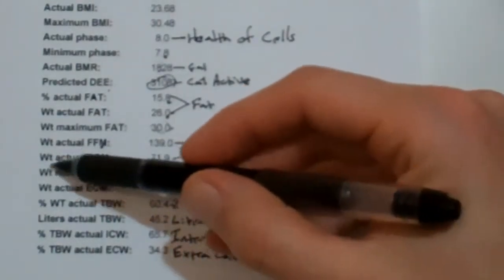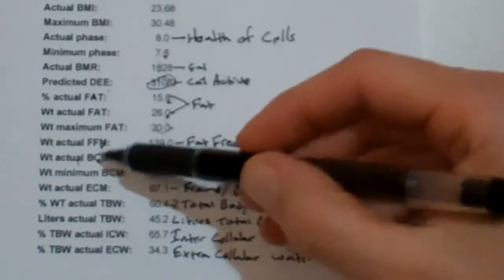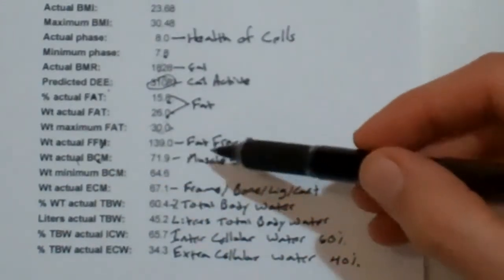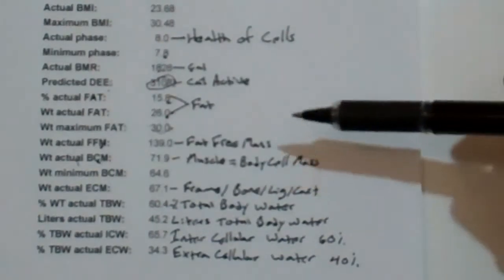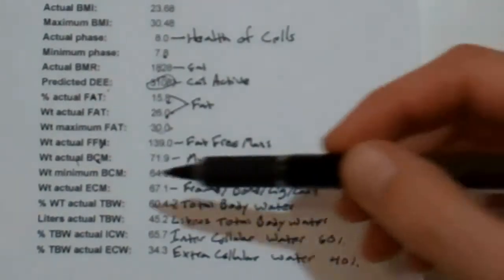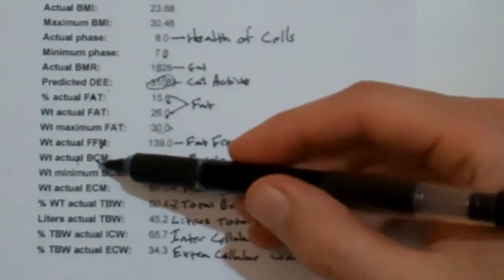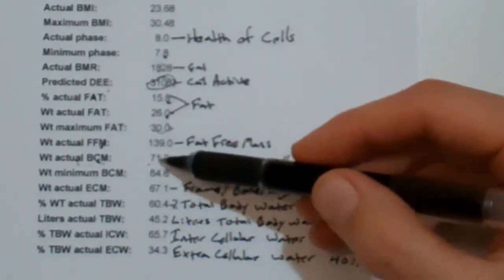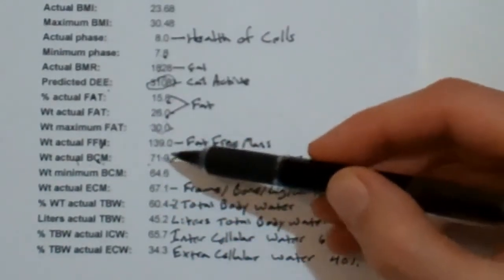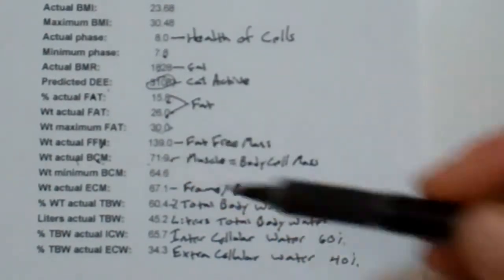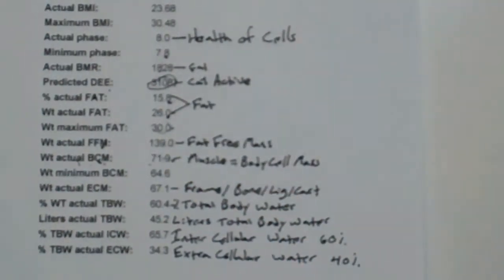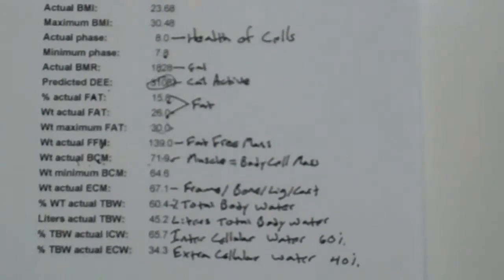Next thing we have is weight actual body cell mass. Body cell mass actually equals muscle. Okay, muscle or organ. It's the parts of your body that actually use and burn calories. Okay, most of that is skeletal muscle. 71.9 pounds. Okay, this is a number that when we redo this, we want to see it either stay the same or go up. Okay, we don't really want to lose any of that tissue unless we are severely overweight. Sometimes this will go down because you don't need as much muscle to carry around all that extra fat that you had.